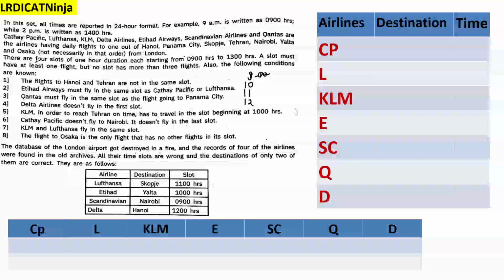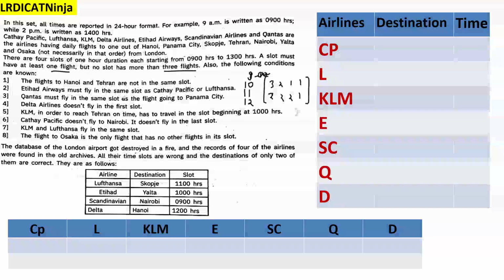A slot must have at least one flight, but no slot can have more than three flights. So there are seven flights, and we have four slots. So how can we have seven flights in four slots? There are two possible cases, and because it cannot have more than three flights, it can be like 3, 2, 1, 1, or it can be like 2, 2, 2, 1. So 6 plus 1, 7, or 3 plus 2, 5, 5 plus 2, 7. There is no other possibility. So there are two possible cases.